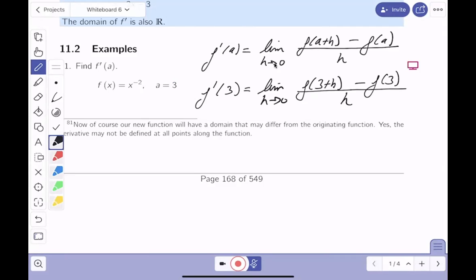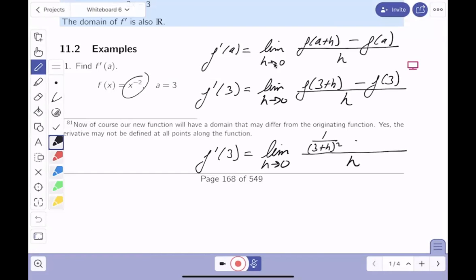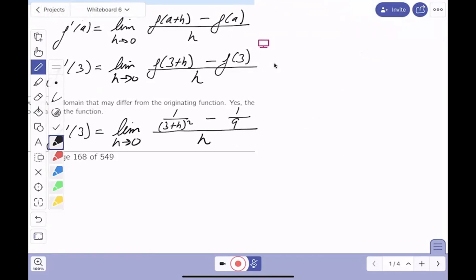Now, do I know what f is? Yes, it's right here. Let's put this down. So we got an h here. And let's see what it's going to be. It's going to be 1 over 3 plus h squared minus 1 over 3 squared, which is 9, right? Now, I got to do that limit. And the way I'm going to do it may seem strange to you, but I'm going to multiply top and bottom by the minor LCD, which is 9 times 3 plus h squared.